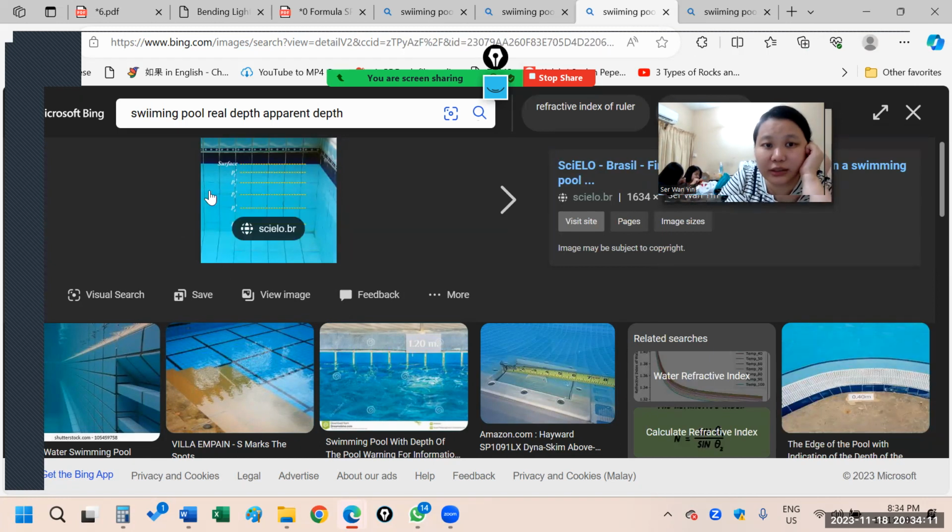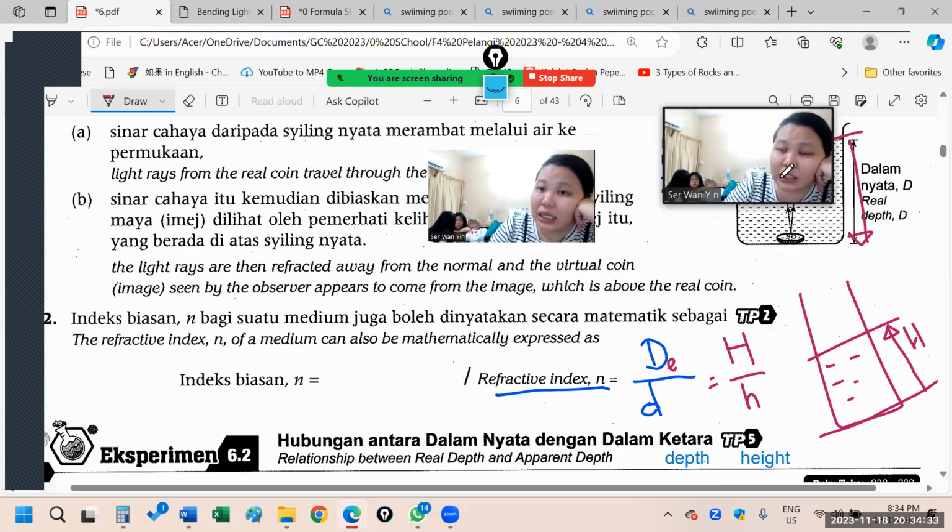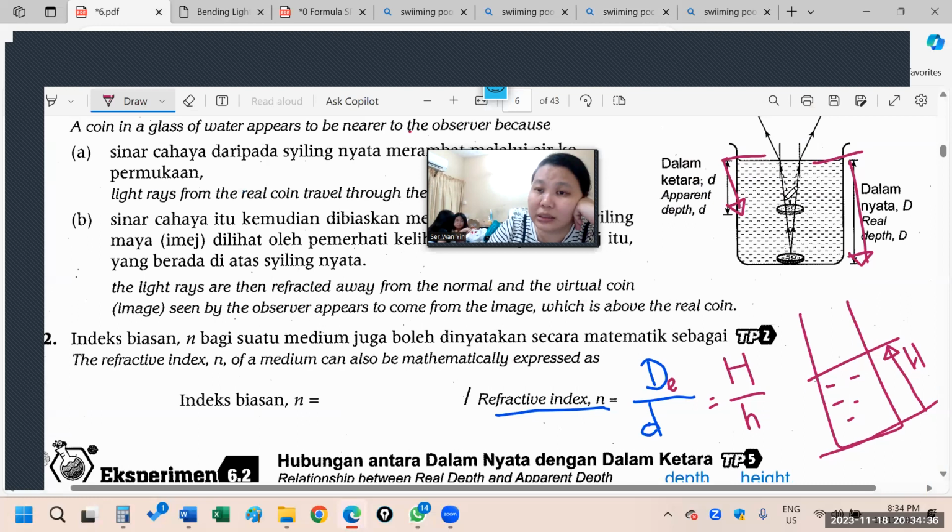We can see the surface here. Actually, the tiles under the swimming pool should always be equal distance, right? But why does it look smaller here? It's because of refraction of light. Because of refraction of light, if you look at a coin under a beaker, you will find the beaker actually is shallower than the real one. So the shallower image, we call apparent depth.